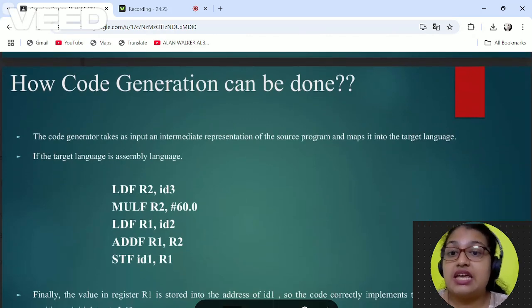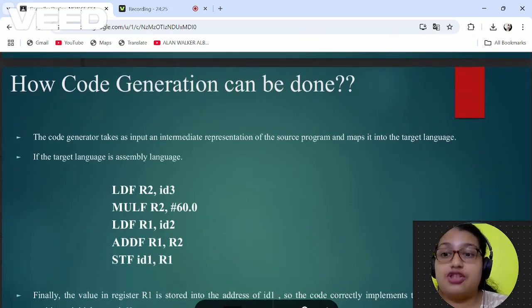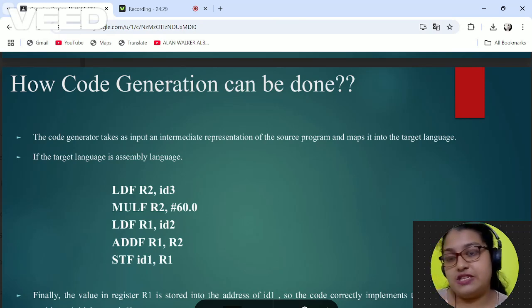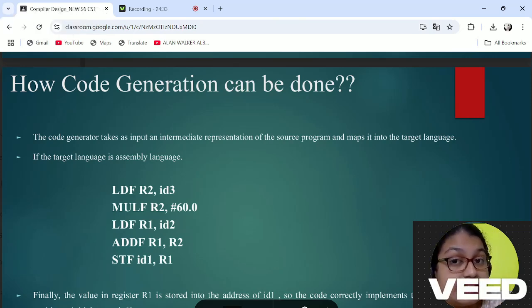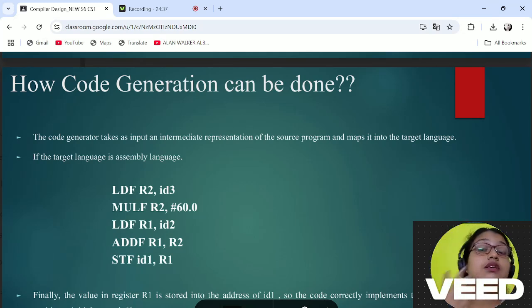Okay, and then I have the code generation. So our next phase is also over. The code optimization phase is also over. So we have studied lexical analysis, syntax analysis, semantic analysis, intermediate code generator, and code optimization. Now the last phase is code generation.